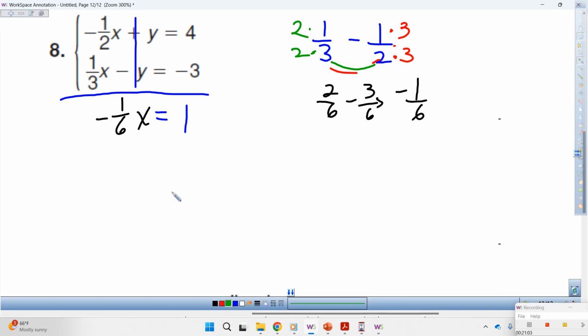So we need to leave x by itself. What do we multiply by on this side? Times the reciprocal, which is negative 6 over 1. And we do that to both sides. We're left with x equals 1 times negative 6, which is negative 6.